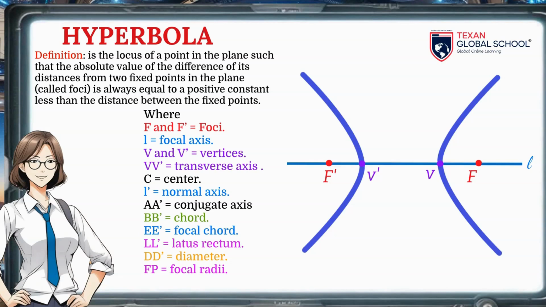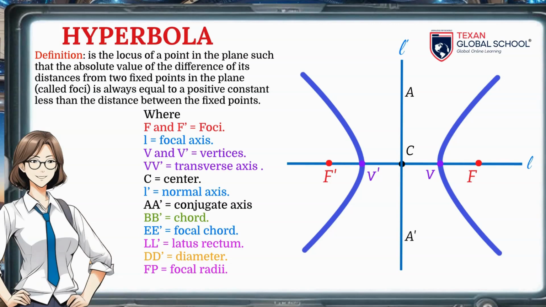vertices. C is the center, located on the focal axis, which is the midpoint of the segment that joins the foci. Or it is also the midpoint between the vertices. L' is the normal axis, which is a line that passes through the center and is perpendicular to the focal axis. The conjugate axis is the portion of the normal axis between the points A and A'.